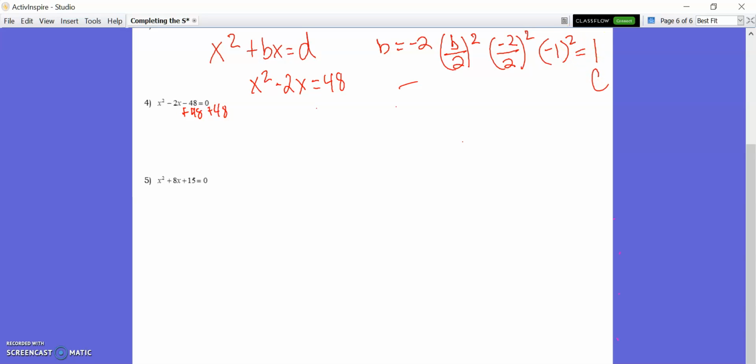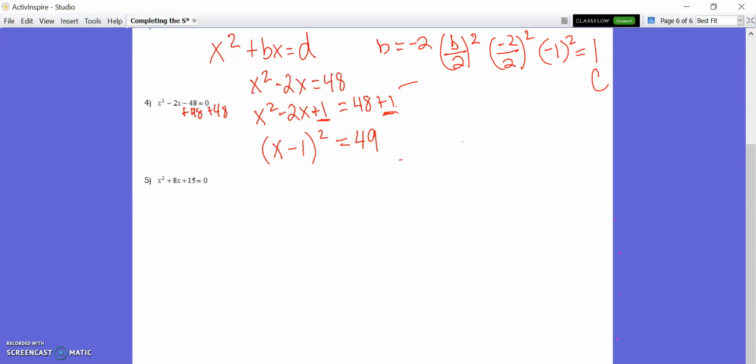That's our c. So we're going to take our equation and insert it on the left side and also insert it on the right side. Because whatever we do on one side of the equation, we must do on the other as well. So from here, I can go ahead and recognize I have a perfect square trinomial. I'm going to take whatever my b was, cut it in half, which is -1, and that's my factor to the second power. 48 plus 1 is 49.